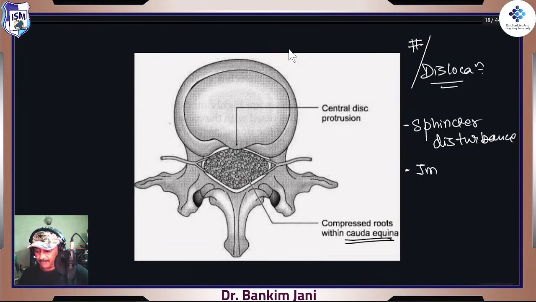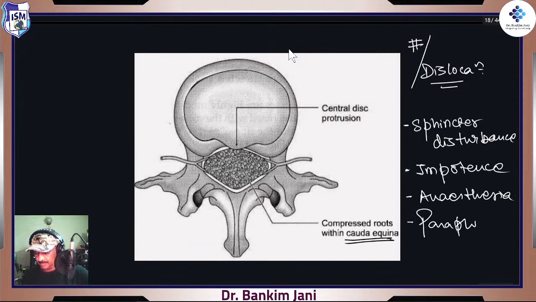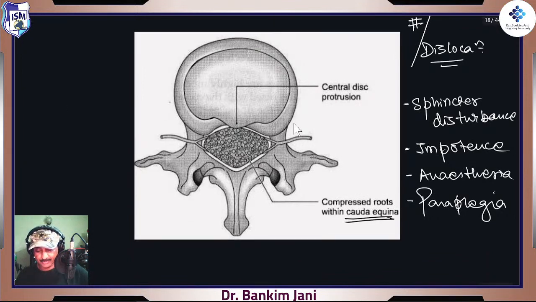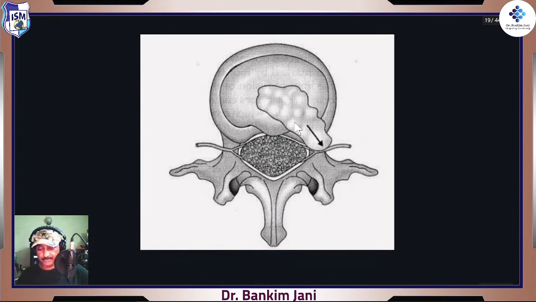It can affect impotency. There would be anesthesia, loss of sensations. There would be paraplegia. So all those things can occur for the lower body. Once we discuss the nerve supply, it will be still more clear why it is so important. Sometimes this disc degenerates.